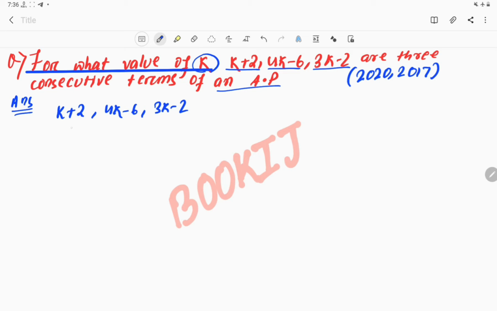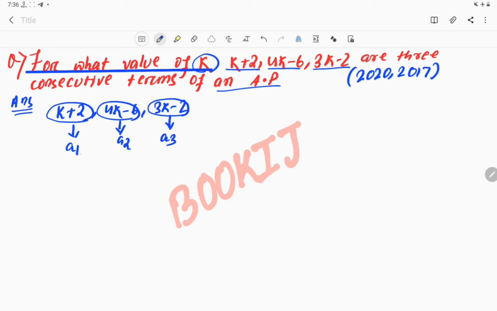So from the concept of AP, we know, let k plus 2 be the first term, that is A1. 4k minus 6 is the second term, that is A2. And 3k minus 2 is the third term, that is A3. From the concept we know if the terms are in AP, that means the differences are the same.